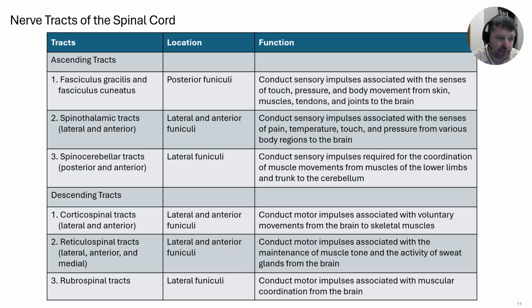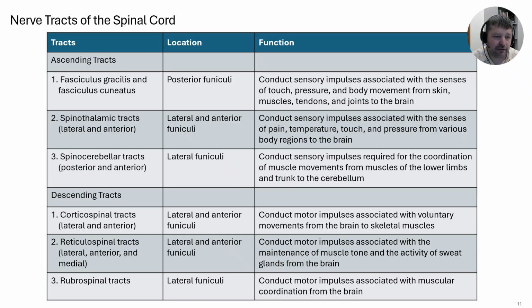And then the spinocerebellar tracts. These are going to be associated with coordination. Muscle movement, especially in the lower limbs and the trunk. So this is your ability to stand on one foot, your ability to jump, those kinds of things, and keep balance. So really important for that.